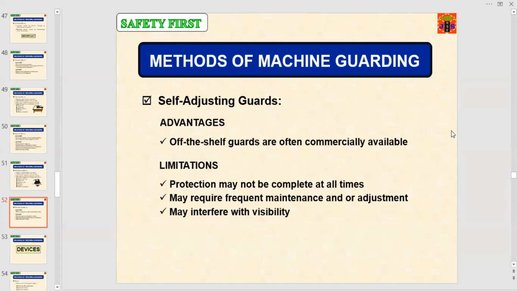The advantage of self-adjusting guards is that off-the-shelf guards are often commercially available, but the limitations are that protection may not be complete at all times, they may require frequent maintenance and or adjustment, and they may interfere with the visibility of the operator.